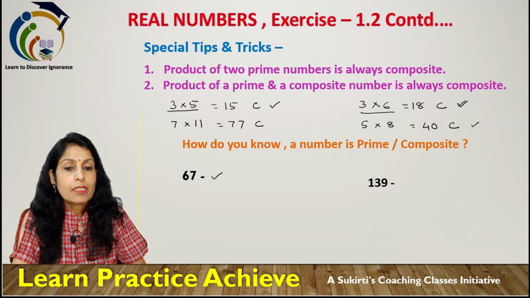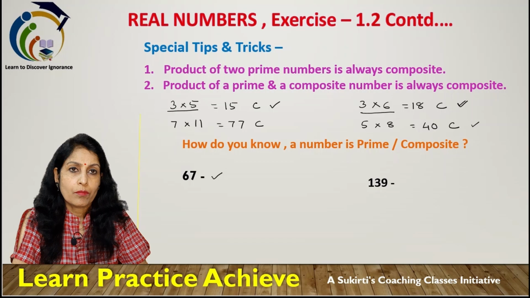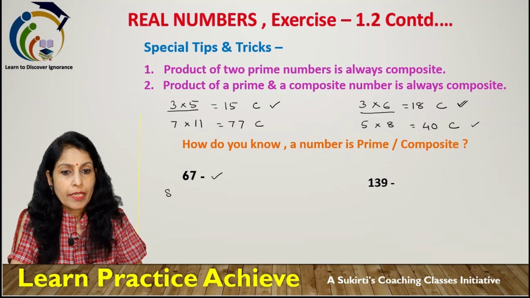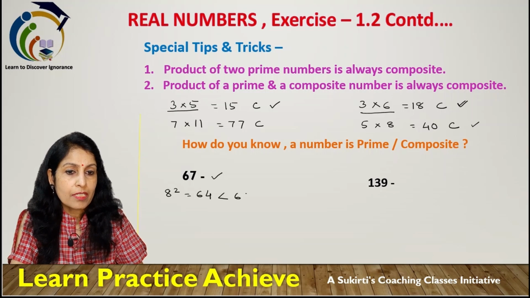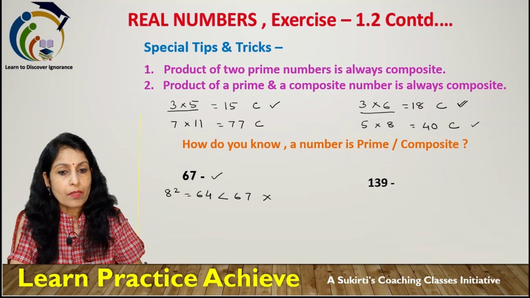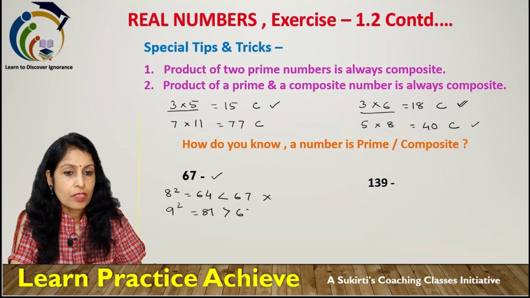For this, first we have to find out the nearest square number which is just greater than this number. So let's find out the nearest square number. Suppose we will take 8 square, so that is equal to 64. But 64 is less than 67, so we can't take this number. So the nearest square number which exceeds 67 is 9 square, and 9 9 is 81. And 81 is greater than 67.